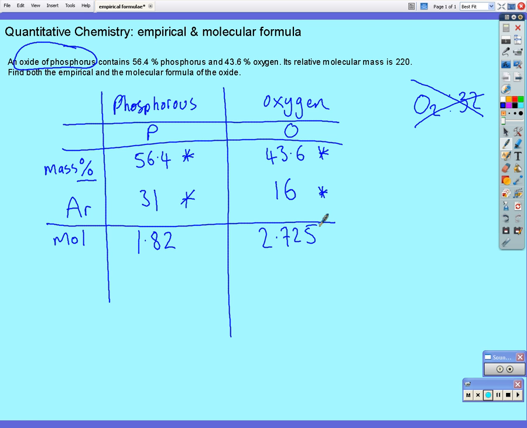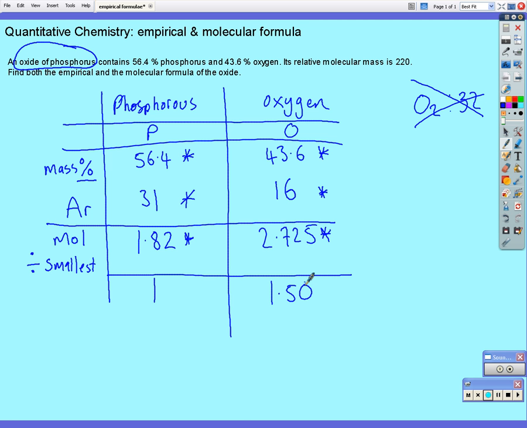When we get to a stage like this, again, the same rules follow. We divide by the smallest number. Well, the smallest number is 1.82. That's smaller than 2.725. So divide both numbers by 1.82. 1.82 divided by 1.82 is 1. 2.725 divided by 1.82 is 1.50.